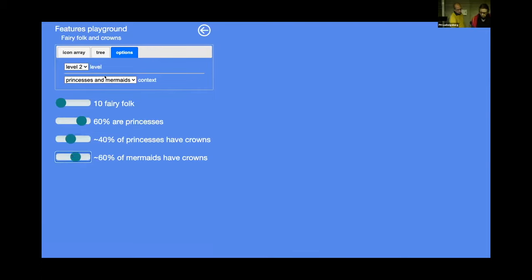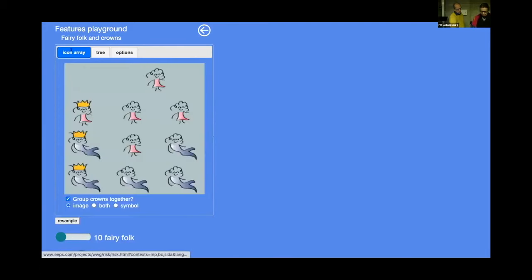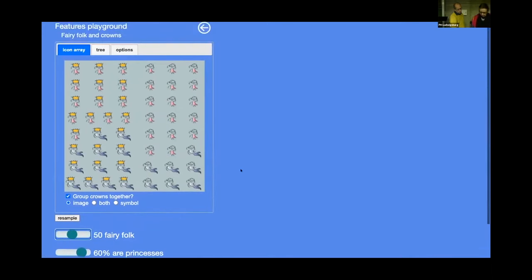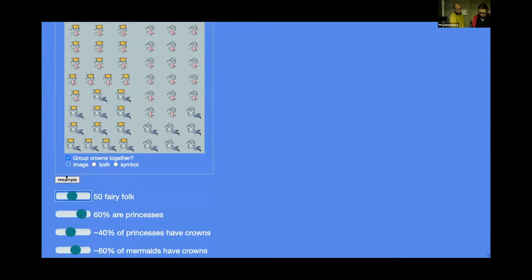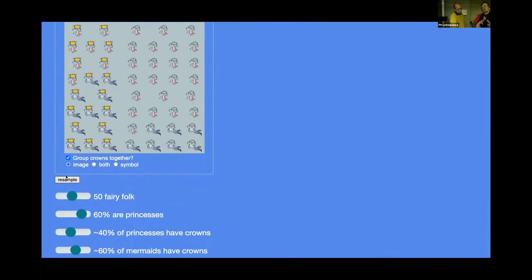And now you can go to level 3. And level 3 implies a sampling. So you're resampling from a population each time. And you can go now to the icon array and show it and resample. Maybe we do a little bit more fairy folks. Yes. And you can resample again and again from a population. Okay, so these are 3 levels which are important for understanding these concepts. And now we go to the risk, and we go back to the main page.